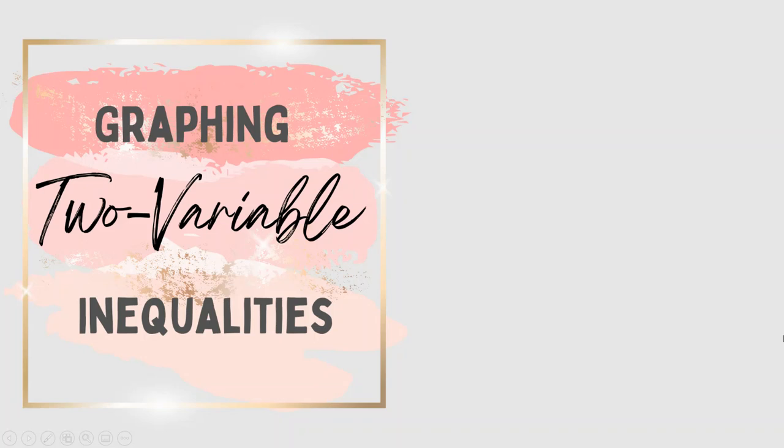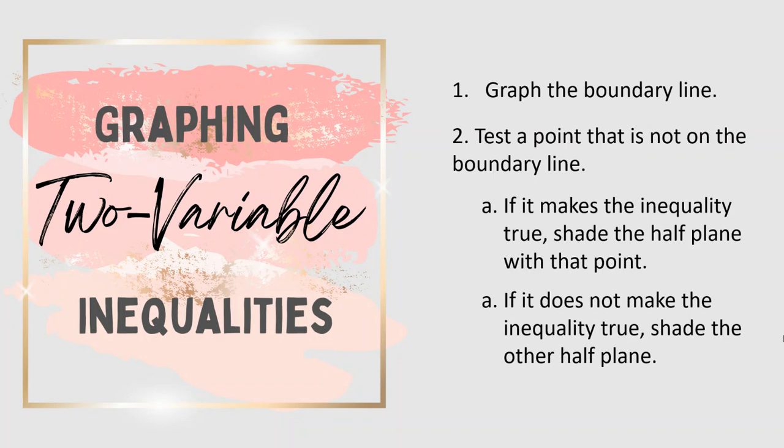Okay, guys, this is section 2 of Unit 15. We are graphing two variable inequalities in standard form, okay? So remember, this is kind of our refresher here. We want to graph the boundary line. We want to test a point that is not on the boundary line. If that point makes the inequality true, we'll shade that half plane. If it does not, we'll shade the other half plane. Okay, remember, this is kind of the process we went through for the first section.